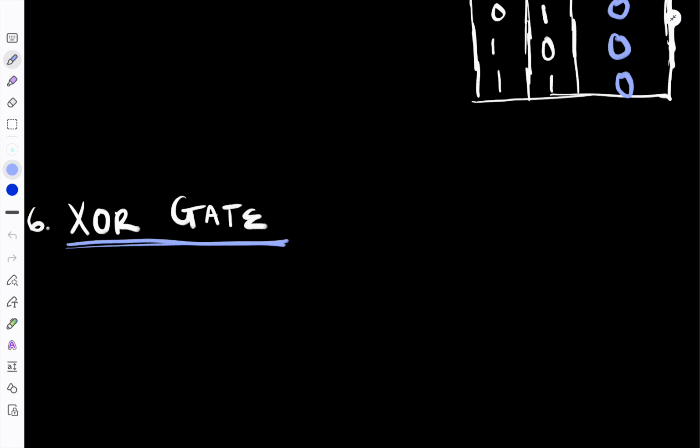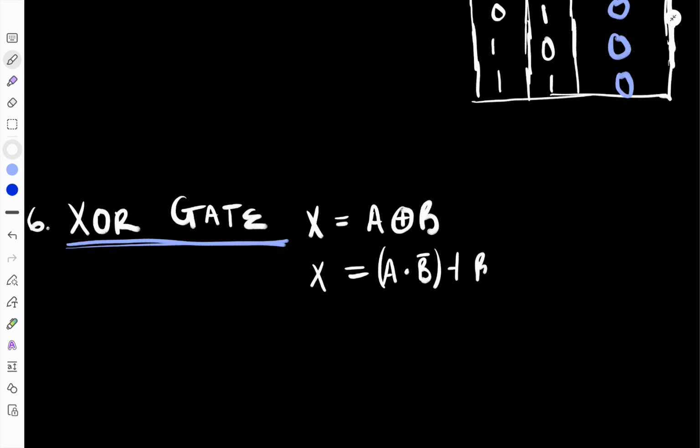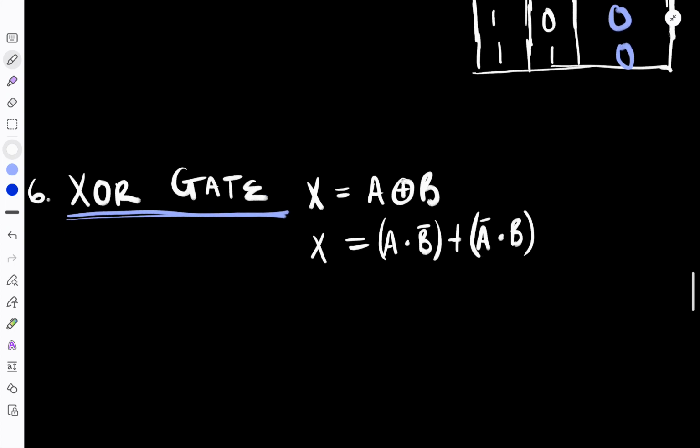So for an XOR gate, when we put the maths, we can show it like this. X is equal to A, then we put a plus sign in brackets like this, B. It just means X is equal to A times B complement plus A complement times B. So it's kind of like this. But we're not going to use this. That's not what we're going to use. So we can ignore that.